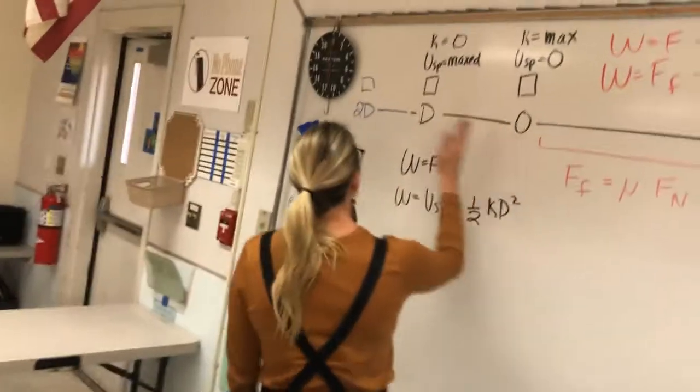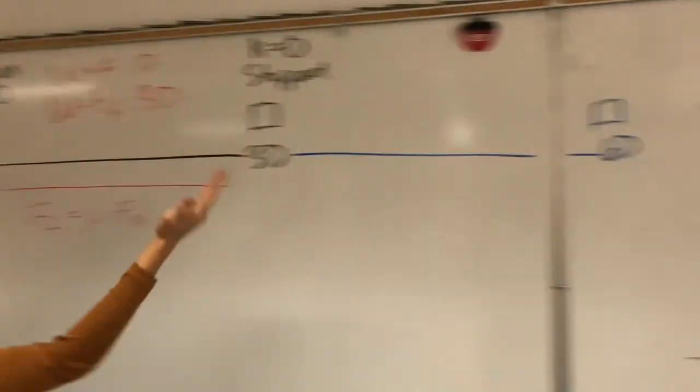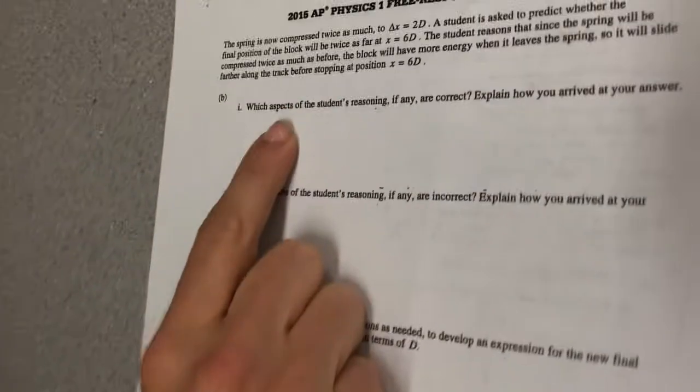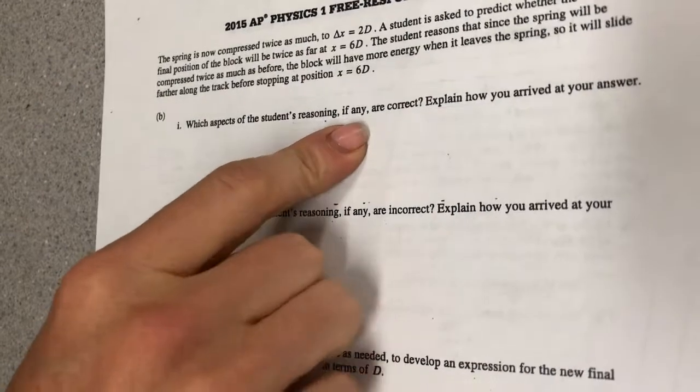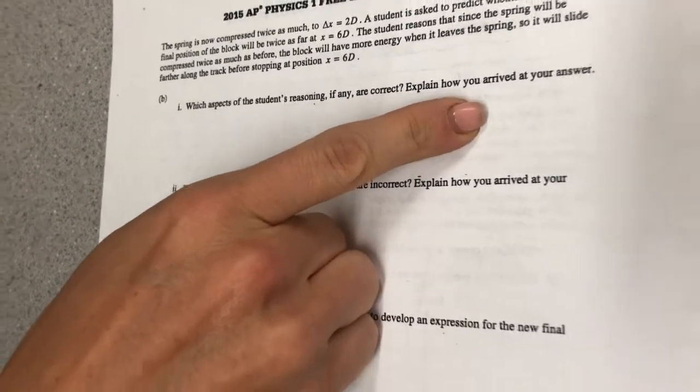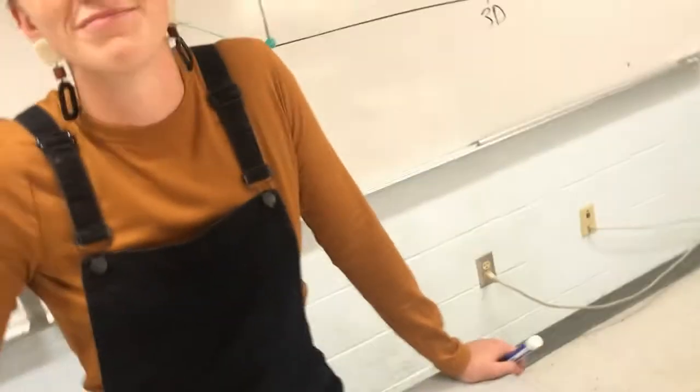So they're saying that if you compress it 2 times as much, it's going to go 2 times as far. Okay. And their question for you is: which aspects of the student's reasoning, if any, are correct? Explain how you arrived at your answer.